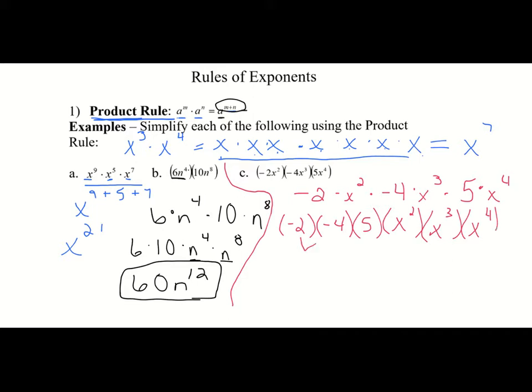So when I multiply my regular old numbers here, negative 2 times negative 4 will give me positive 8, because two negatives make a positive. And then positive 8 times 5 will give me 40. So I have 40. And now I have to look at my powers. They all have a base of x. So that means that I can just write my x there and add my exponents. So it will be 2 plus 3 is 5. 5 plus 4 will give me 9. So my final answer is going to be 40 x to the 9th power.